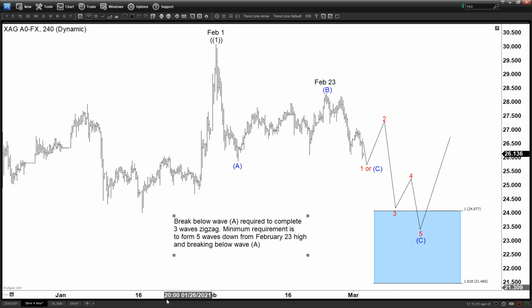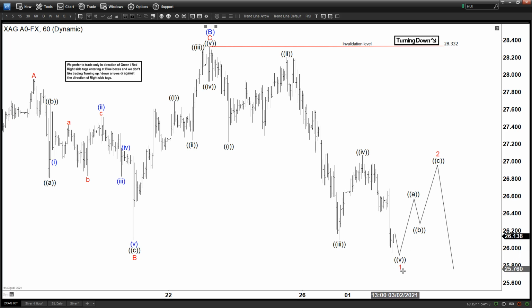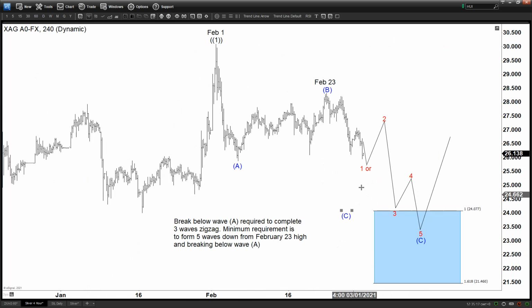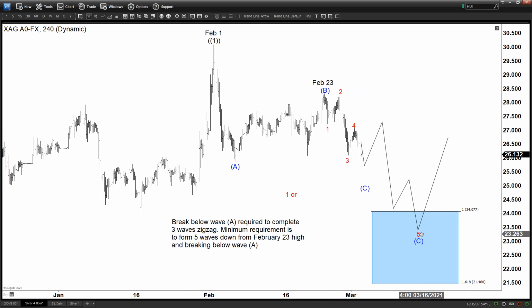So what is interesting about this 5 waves here is it can either end with one of C, like this, or it can actually end the entire wave C as well. If it ends the entire wave C, I could just label it like this. This is what we call truncation, right? If it truncates, it won't go to the equal leg, and it will truncate very soon, because we already have a 5 waves down from here. So the minimum requirement for this ABC really is just a 5 waves down here.